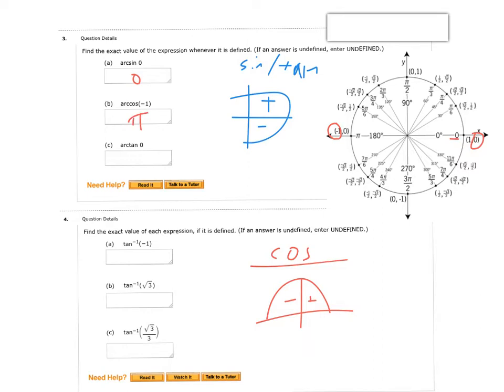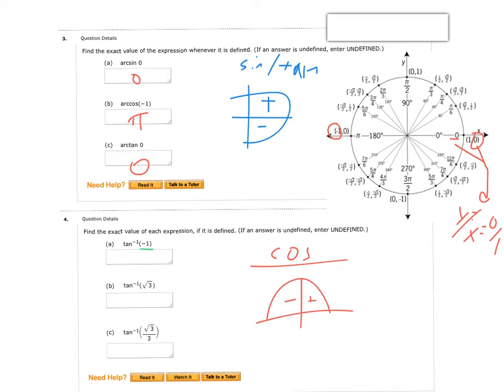For arc tan of 0, that is also going to be 0, because you can see at this spot of 0, the y over x would be 0 over 1, and so that's going to give me a tangent of 0.